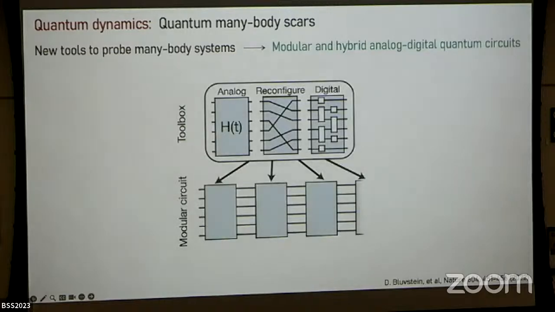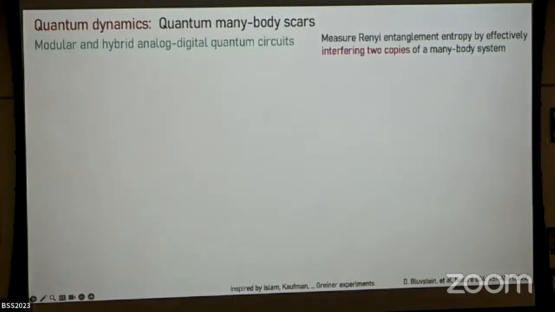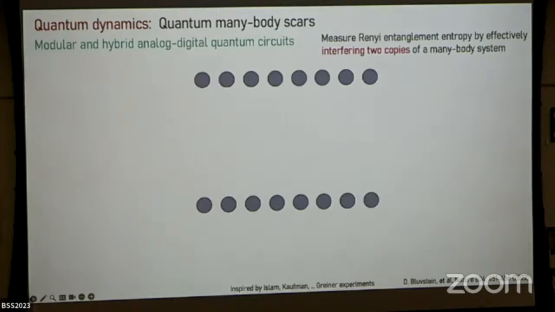What we want to do is perform some analog quantum dynamics, move our atoms around, this idea of reconfiguring the array. And then we also do a digital step where we actually apply gates to the atoms. I'm going to show you now what it could be useful for. In these many-body scars experiments, you would like to measure the entropy. There is no easy way of measuring the entropy just by taking snapshots in the Z basis. So what we wanted to do was create 2 copies of the same many-body system and then interfere them to measure entropies. So here's what we do.